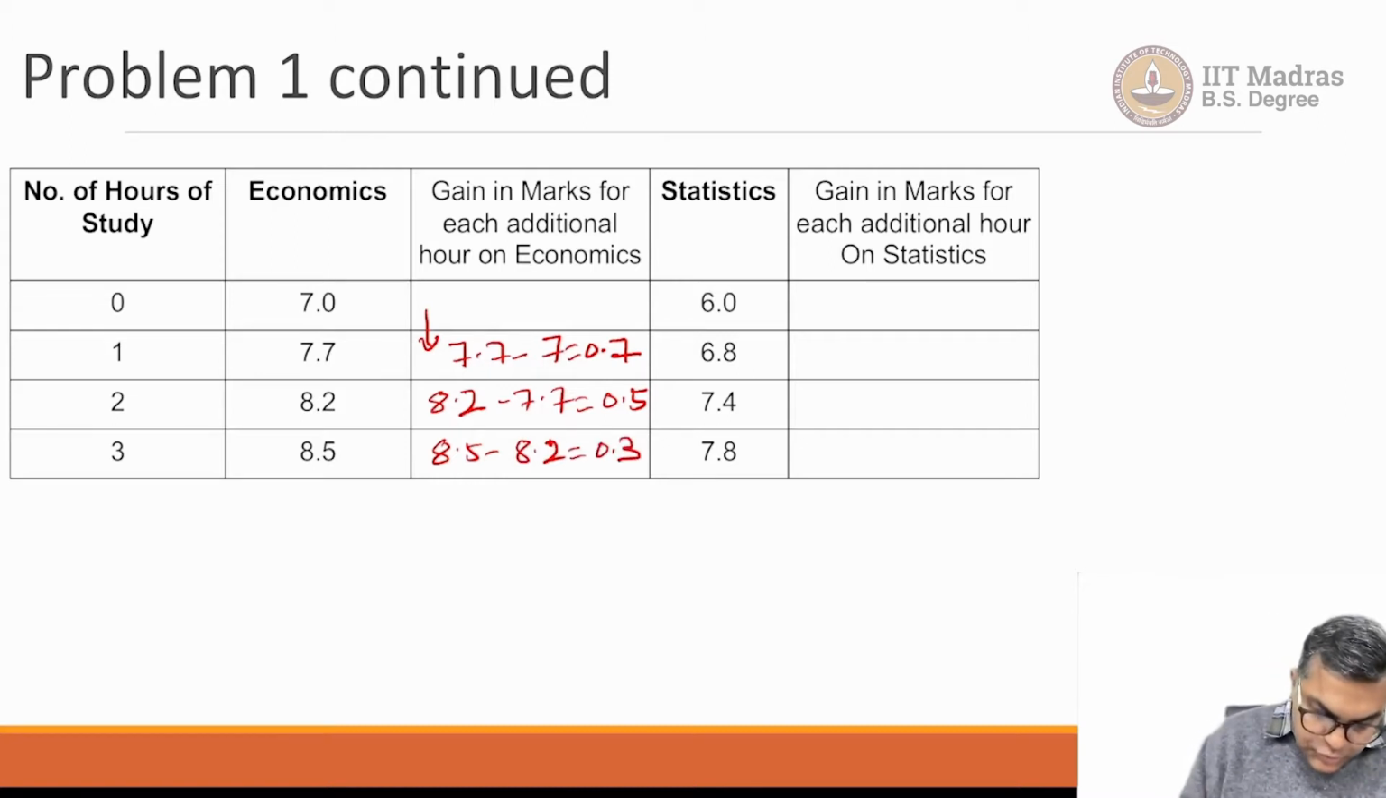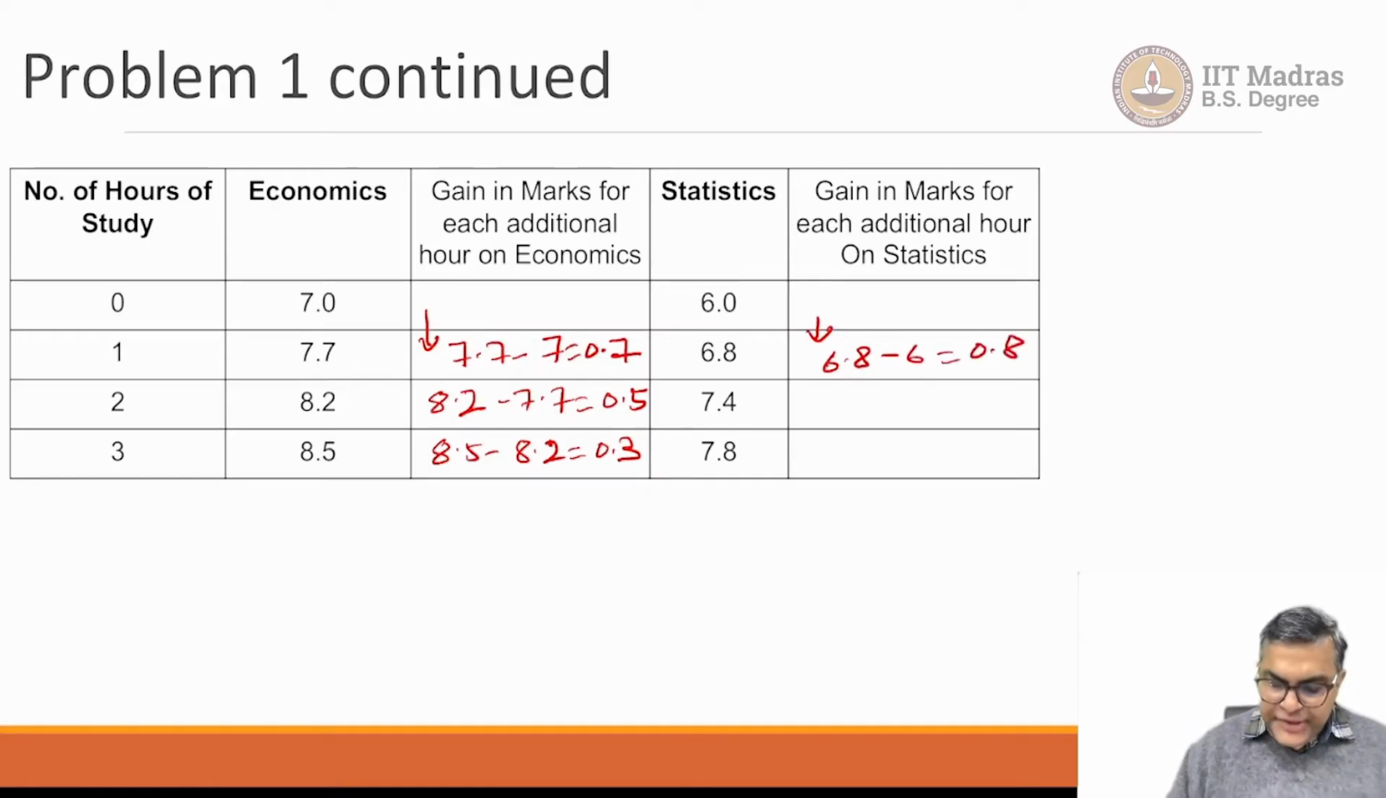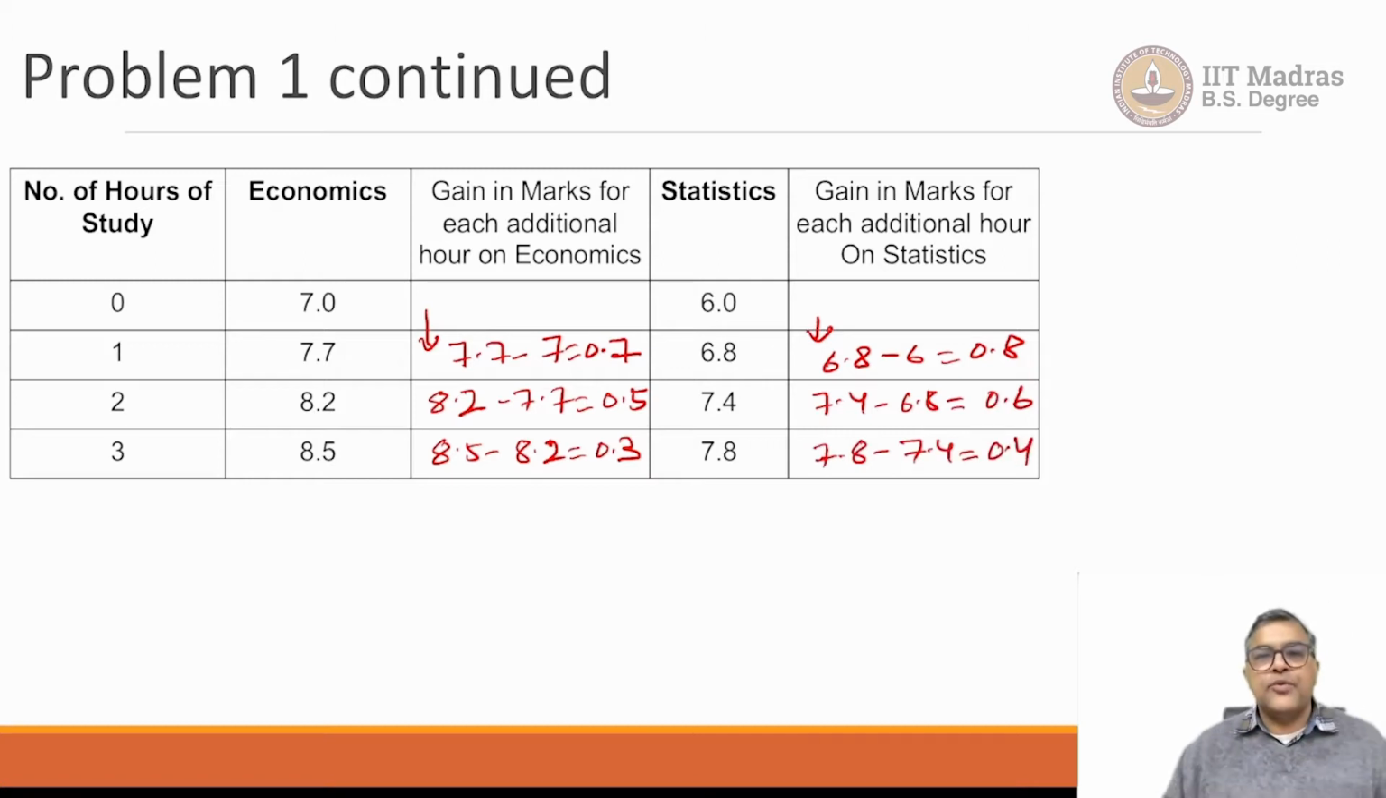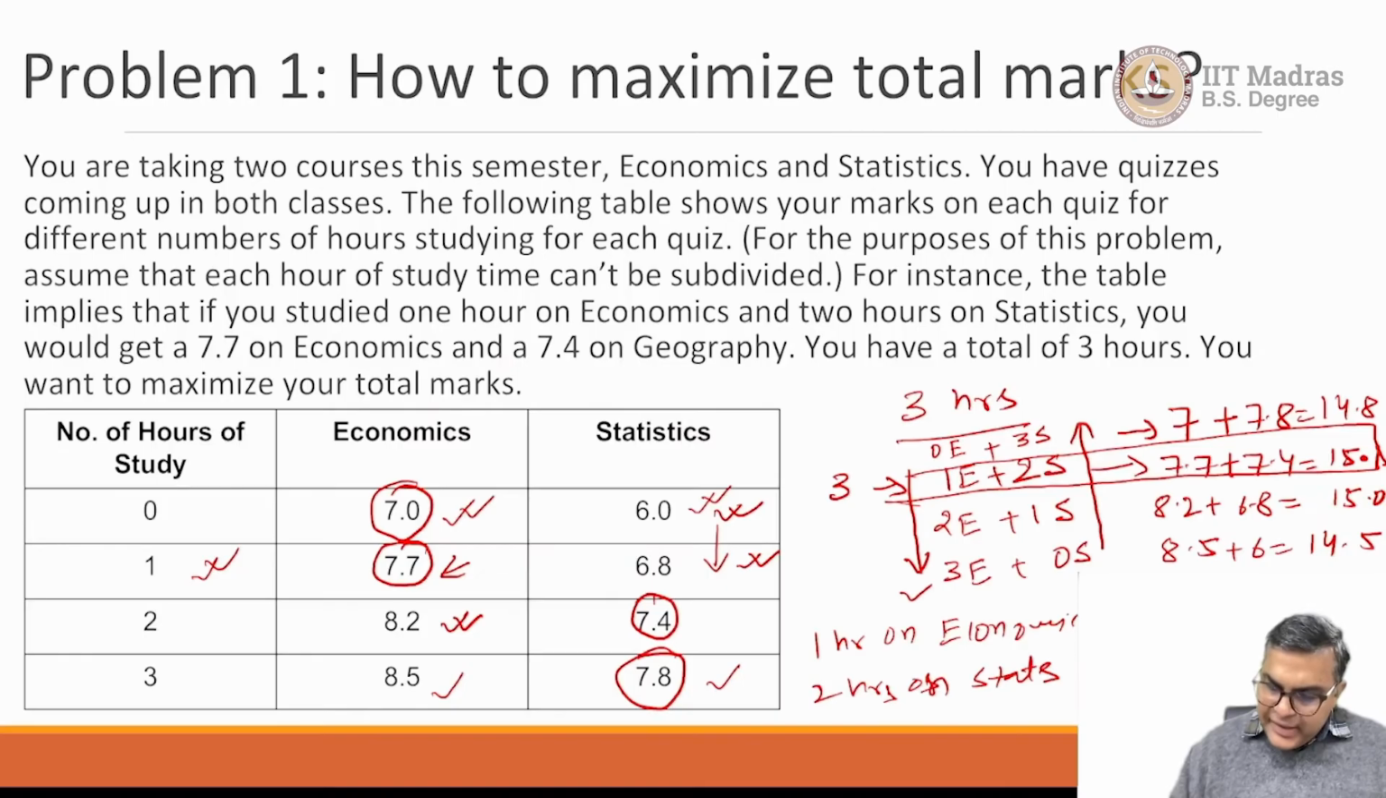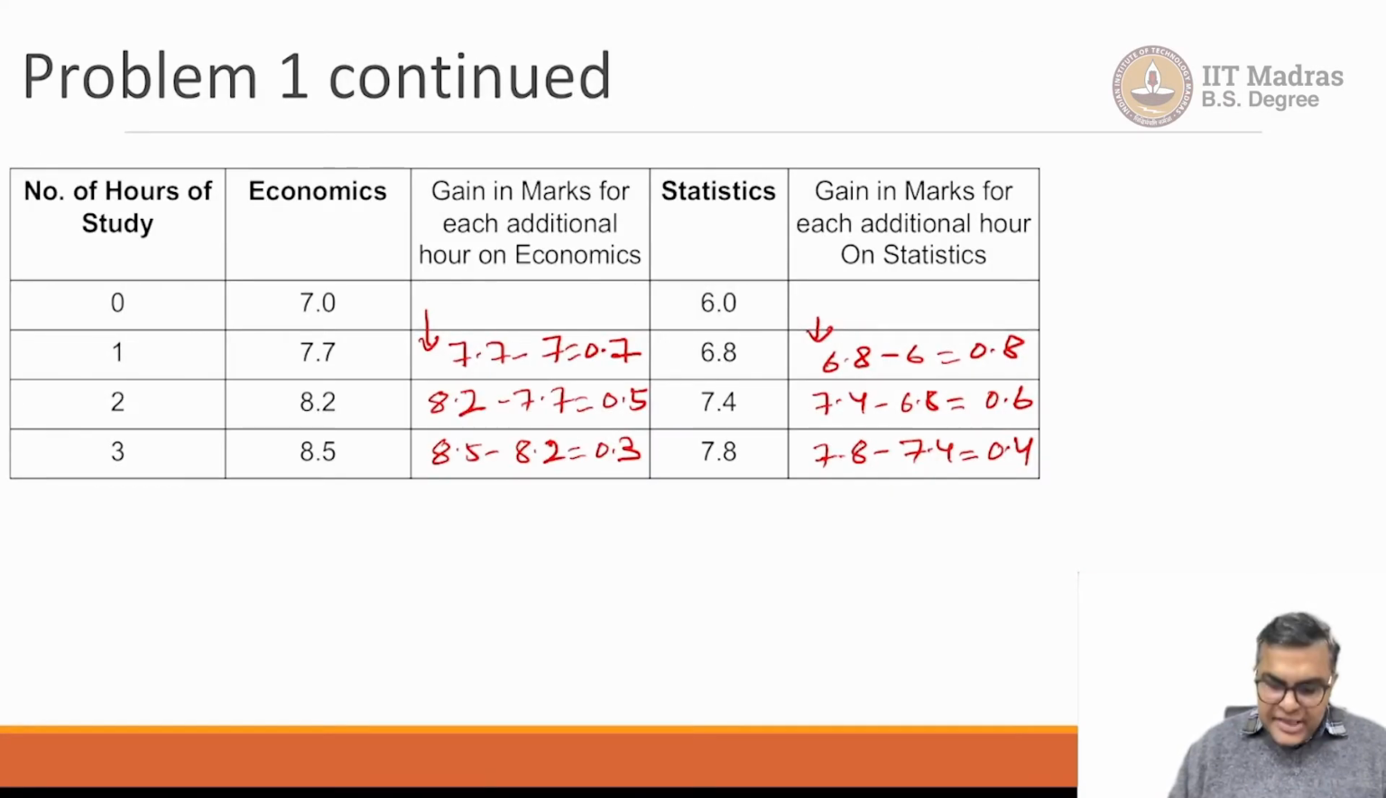This exact same thing you do for the stat also. Here gain is 6.8 minus 6 and that is 0.8. The gain here is 7.4 minus 6.8, that is 0.6, and here you have 7.8 minus 7.4, that is 0.4. Now in the earlier technique, if one had said you now have only 2 hours, you have to do the recalculation once again. But in looking at this table now, it's very simple.